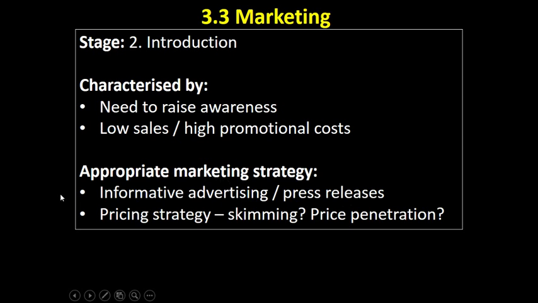How's it doing that? The appropriate marketing strategy is informative advertising. If this is a new product, people need to understand the benefits to them of getting it, and informative advertising is a way to do that. Lots of press releases, many businesses have launch parties. Think of something like software, games, books. The later Harry Potter books had huge parties on release.